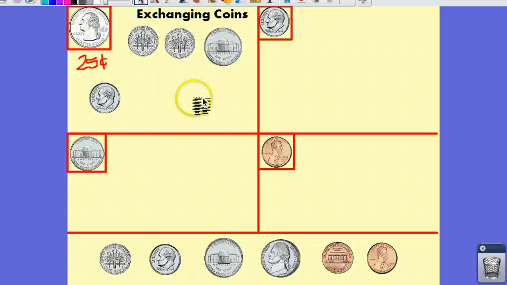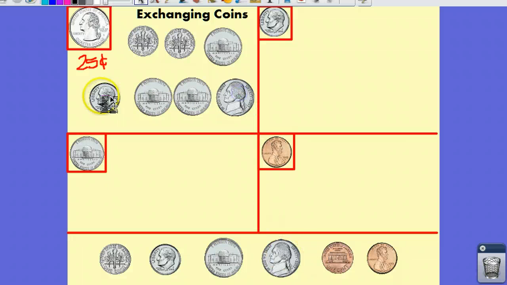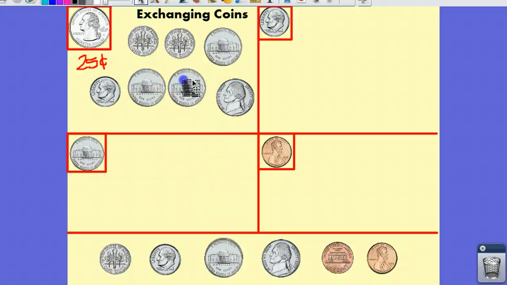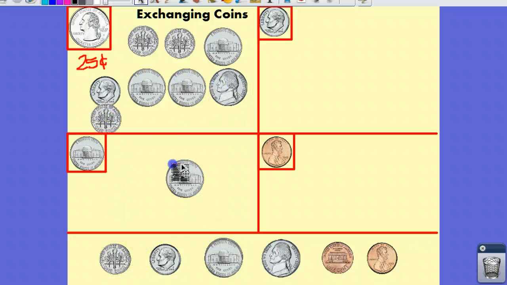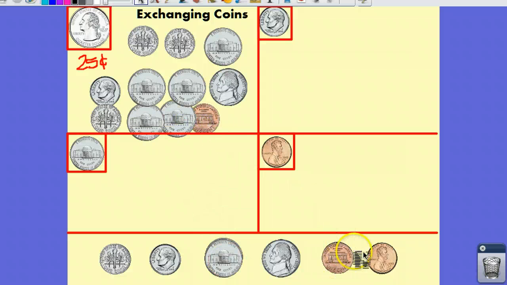I could trade this dime in for 2 nickels and then use a nickel again. So now I have 10, 15, 20, 25. I could trade in one of these nickels, keep the rest of the coins. So then I would have a dime, a nickel, and 5 pennies.